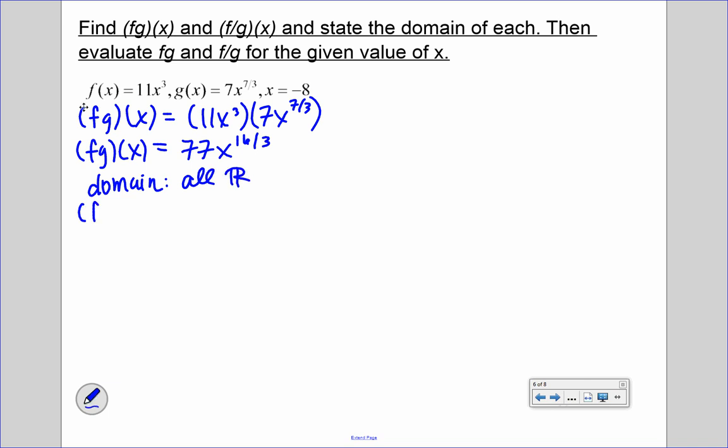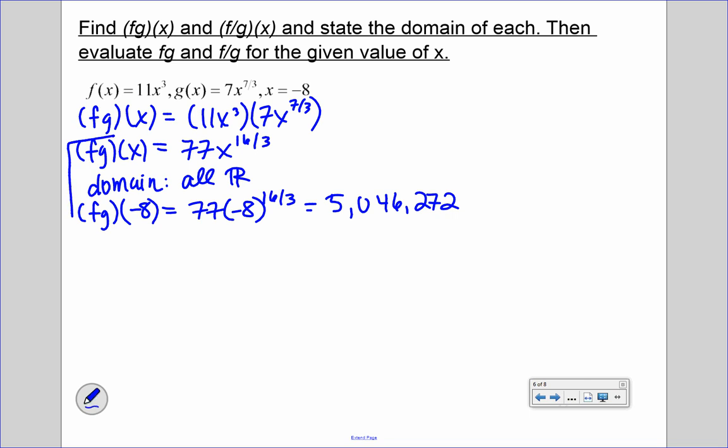And then we evaluate f times g of -8, which is going to be 77 times -8 to the 16/3. We can put this in our calculator, make sure it's correct, and we get 5,046,272 for that one. Okay.